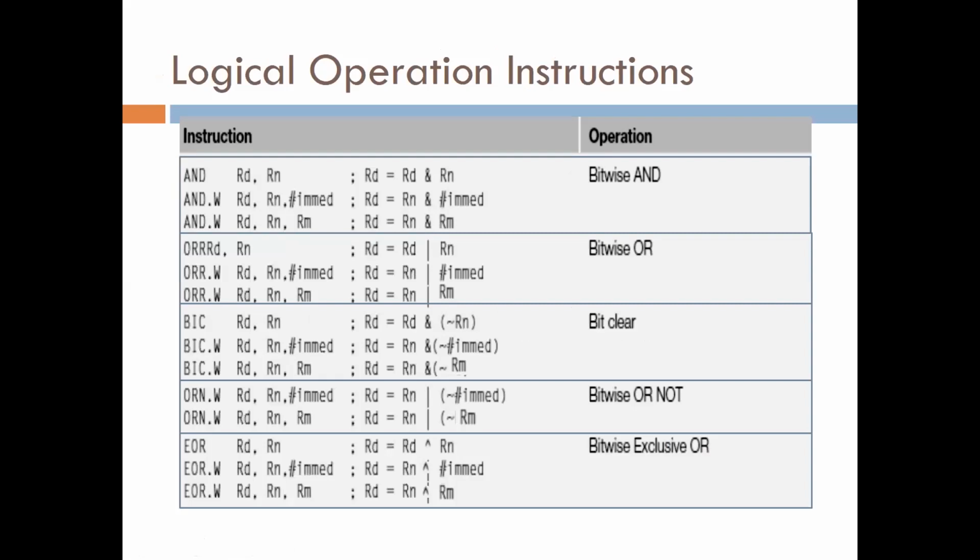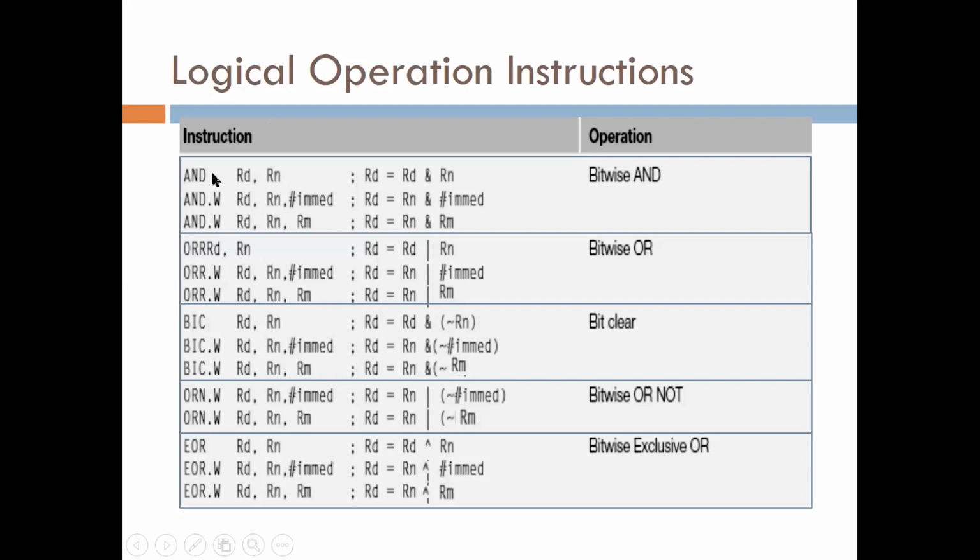Next, we will move to the simplest operations, that is logical operations. The basic logical operations are AND, OR, NOT, XOR. All these are the basic logical operations. And we know that all logical operations are performed bitwise. So each register will be represented bitwise, and the operation will be performed. Now the first set of instructions is the AND operation. Let us see each instruction one by one.